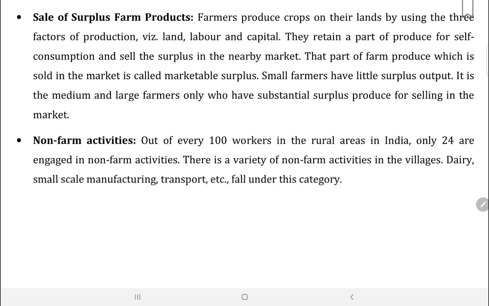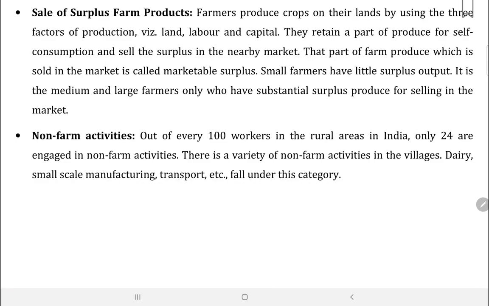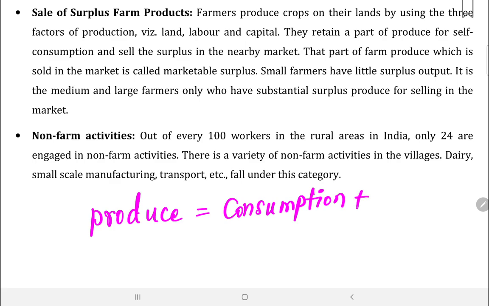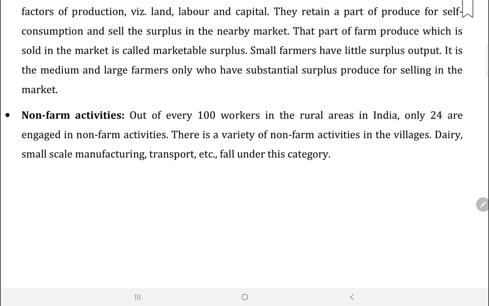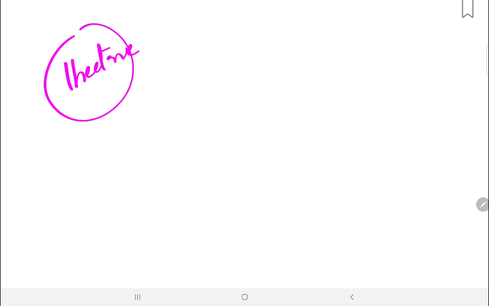And next is surplus. Surplus is also called total produce. You can also write total produce equals consumption plus surplus. Now, what is surplus? It's not Surf Excel. Okay, what is surplus? For example, if a farmer has 1 hectare of field, and he cultivated about 25 kgs of rice. Let it be rice.